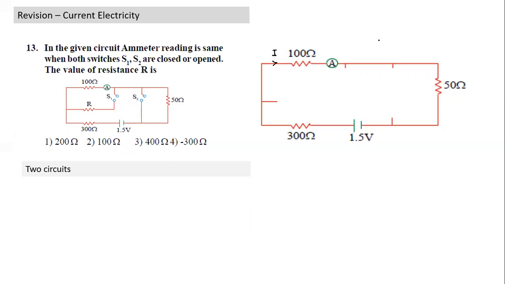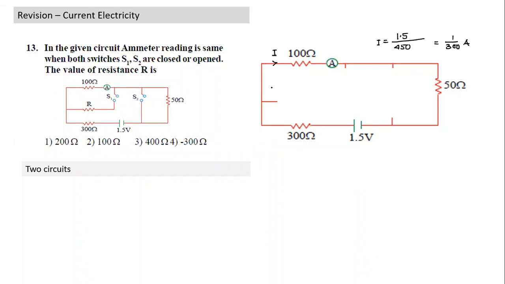So what will be the ammeter reading? It will be equal to the current, which will be equal to 1.5 divided by the total resistance. This will be equal to 1.5 by 450. So this is 1 by 300 amps, the reading of the ammeter, when both are open.